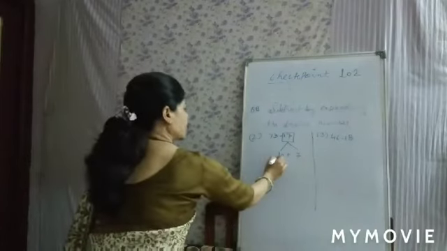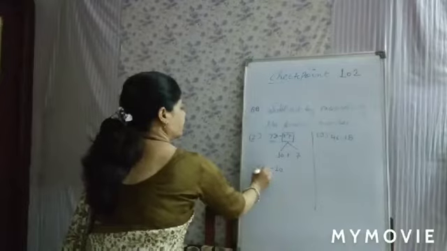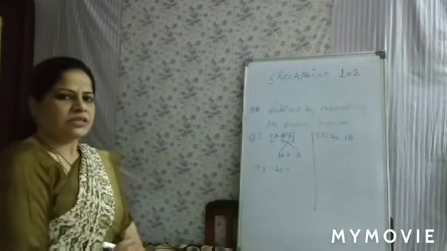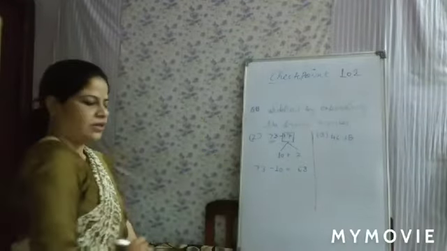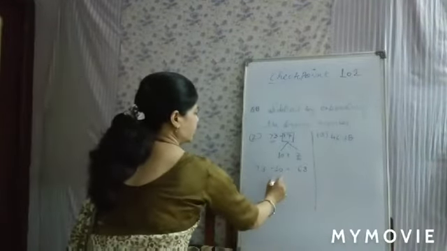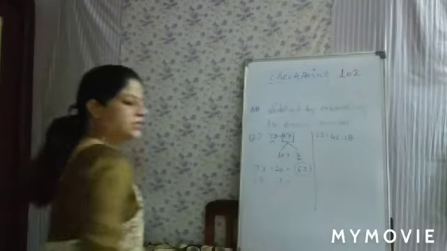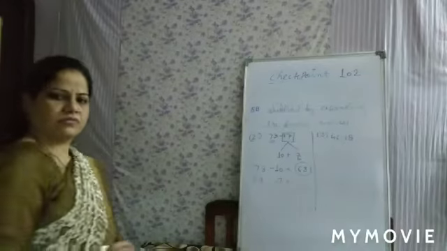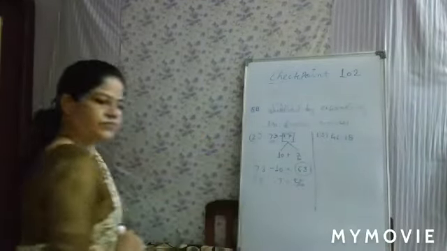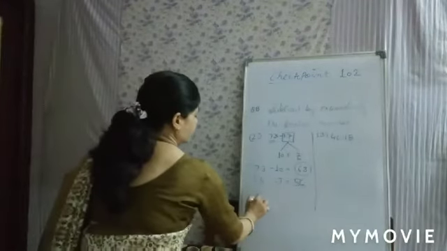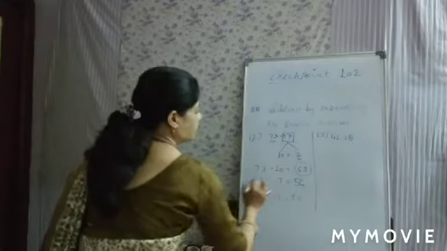Now you have to subtract 10 from 73. 73 minus 10 will be 63. Then you have to subtract this 7 from 63. 63 minus 7 is 56. So when you subtract 17 from 73, you will get 56.